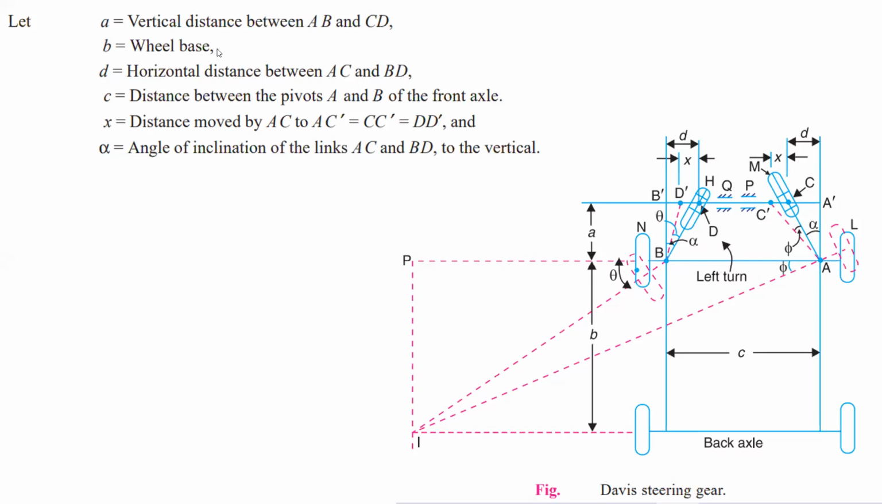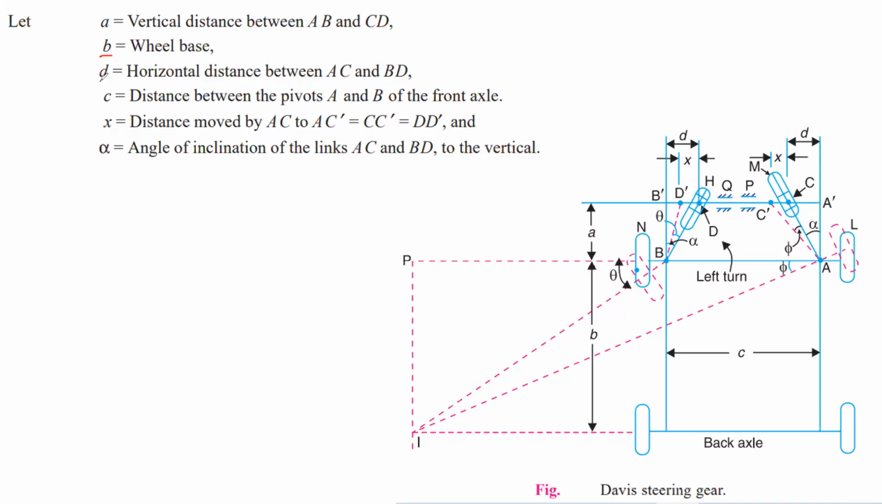Next is B. B, we already defined, is the wheelbase, the distance measured between the front and rear wheel. Between the centers of the wheels is called the wheelbase. It is also a constant.